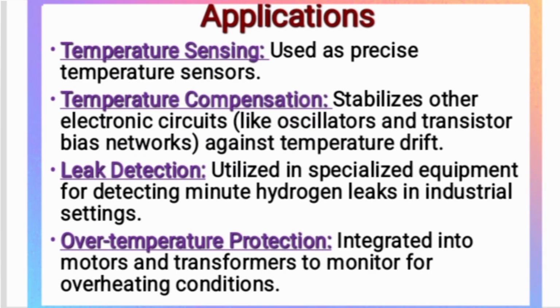Applications. Temperature sensing: used as precise temperature sensors. Temperature compensation: stabilizes other electronic circuits, like oscillators and transistor bias networks, against temperature drift. Leak detection: utilized in specialized equipment for detecting minute hydrogen leaks in industrial settings. Over-temperature protection: integrated into motors and transformers to monitor for overheating conditions.